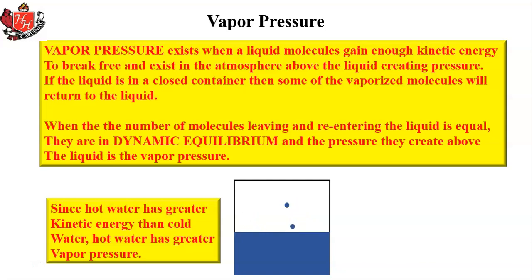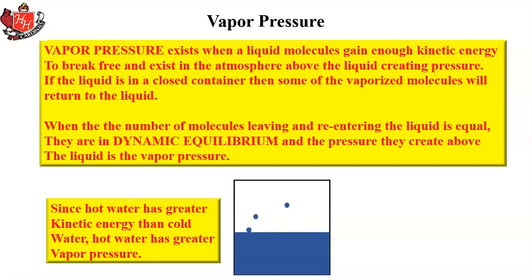When the number of molecules leaving and re-entering the liquid is equal, then they are in dynamic equilibrium. That's a term we're going to hear a lot later when we get into studying chemical equilibrium. And the pressure they create above the liquid is called the vapor pressure. So you're going to have at all times a certain number of molecules or moles of water above the water, and that's going to create a pressure, and that's called the vapor pressure.